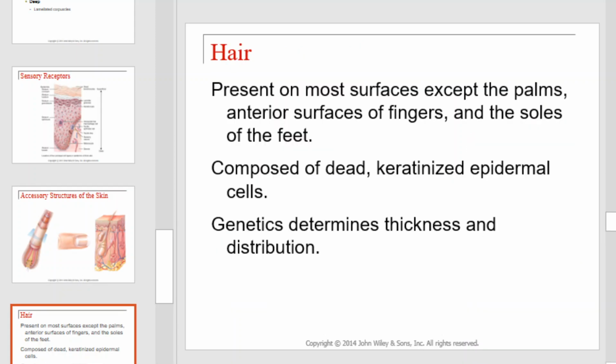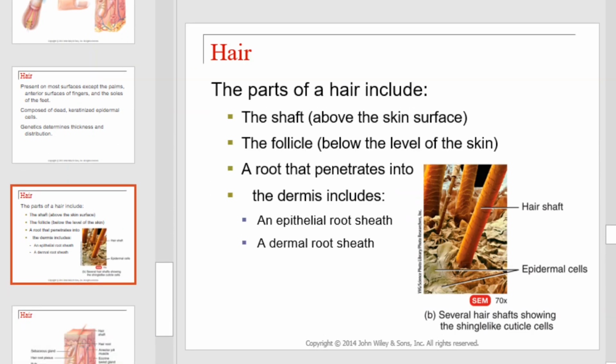Hair. Hair is present on most surfaces except the palms, anterior surfaces of fingers, and the soles of your feet. It is composed of dead, keratinized epidermal cells. Genetics determines the thickness, distribution, and color. The parts of a hair include the shaft, which is above the skin surface, the follicle, which is below the level of the skin, and a root that penetrates into the dermis. The root includes an epithelial root sheath and a dermal root sheath.